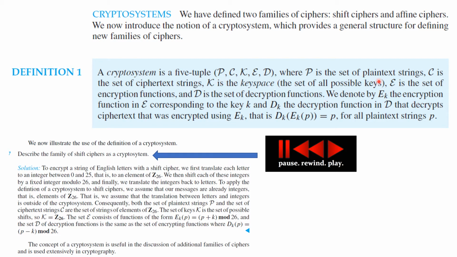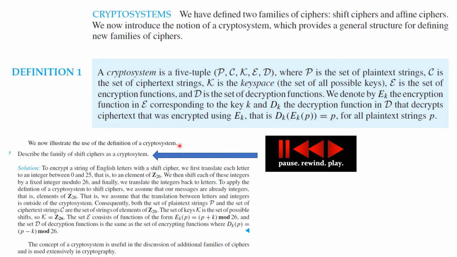We have P, which is the set of all plain text strings. C is the set of all ciphertext strings, where they're encrypted. Capital K is the key space, that's all possible keys. Script E is the set of the encryption functions, and script D is the set of decryption functions. And we denote by E sub K the encryption function in script E corresponding to key K, and D sub K is the decryption function in script D that decrypts the ciphertext that was encrypted using E sub K. That is, D sub K of E sub K of P is equal to P, these are basically inverses of each other, so you get P for all plain text P.